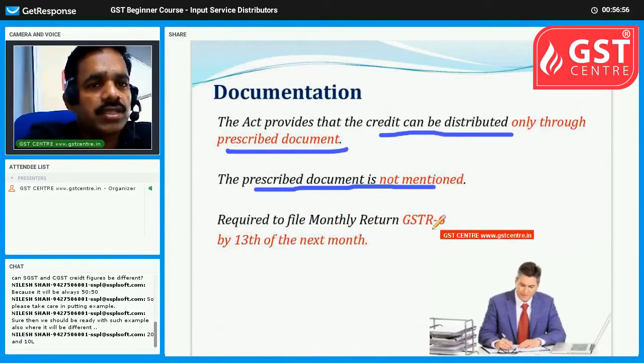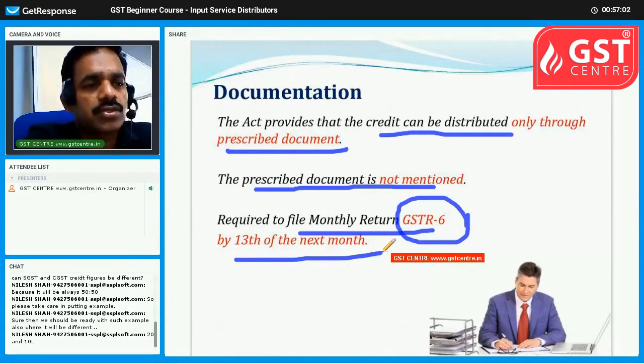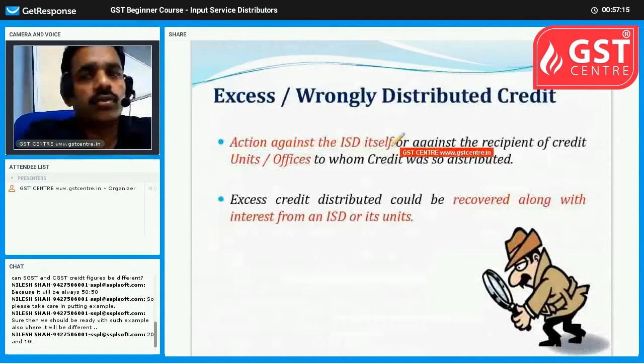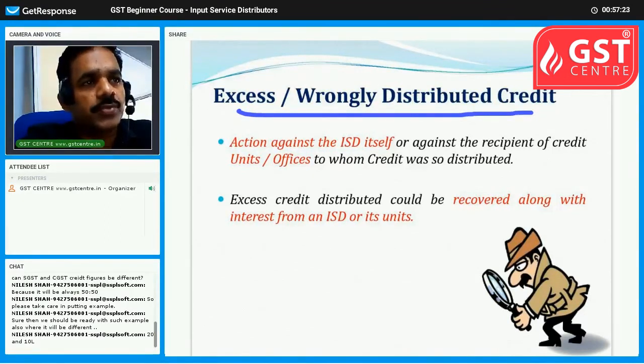And what about monthly return? They have to file GSTR 6 by 13th of the next month. So GSTR 6 is the monthly return for input service distributor. Then, what is the status of excess or wrongly distributed credit? What will happen if input service distributor allocates more than the credit available to him?